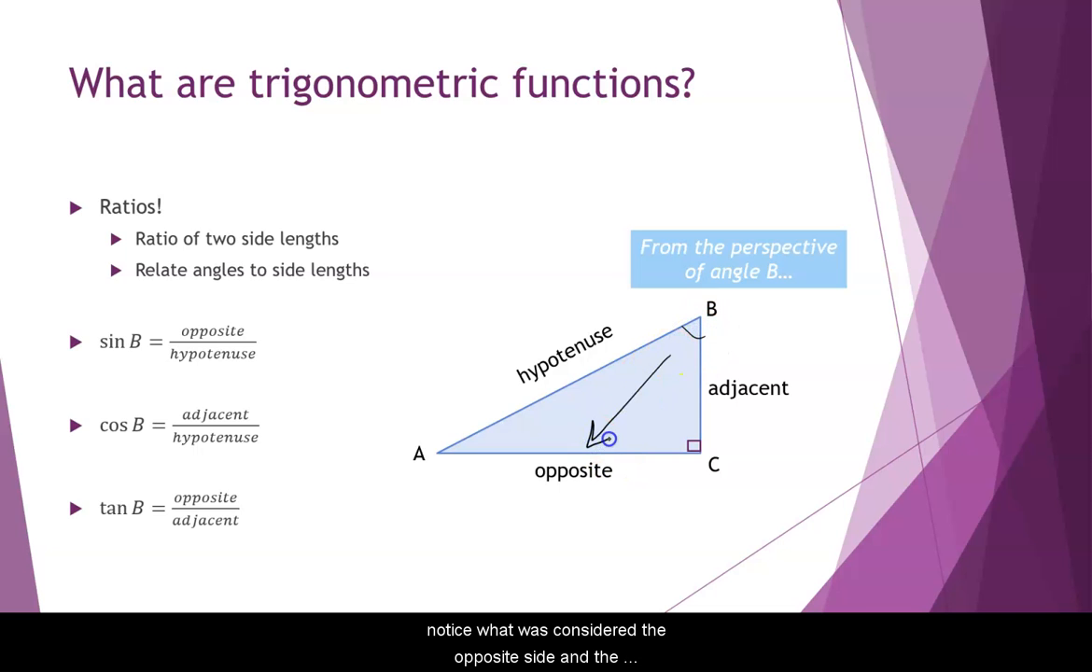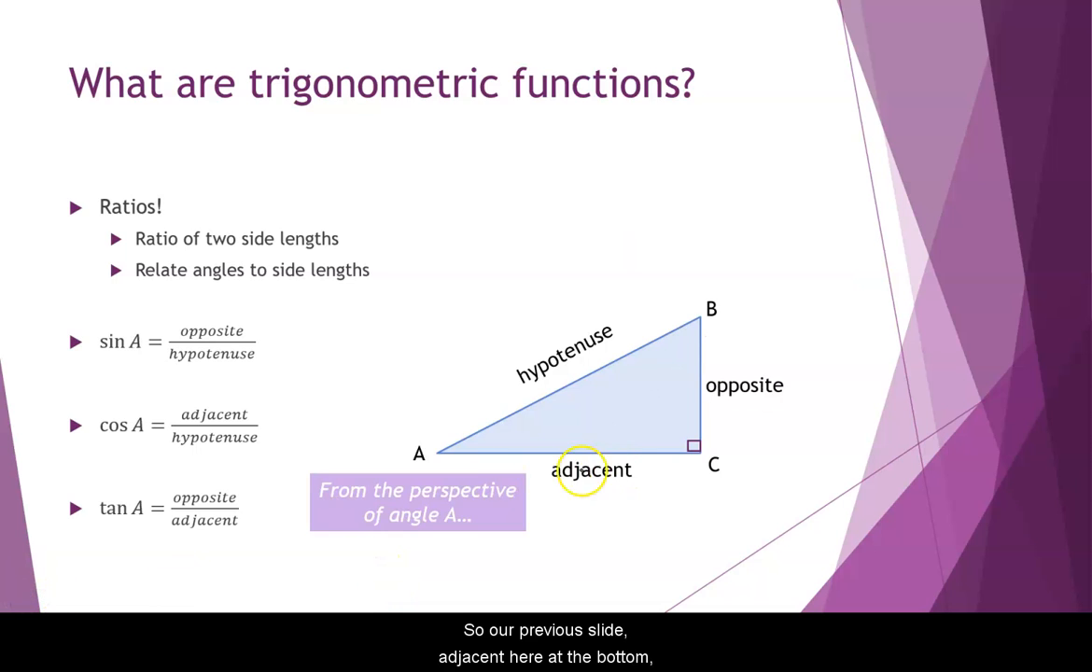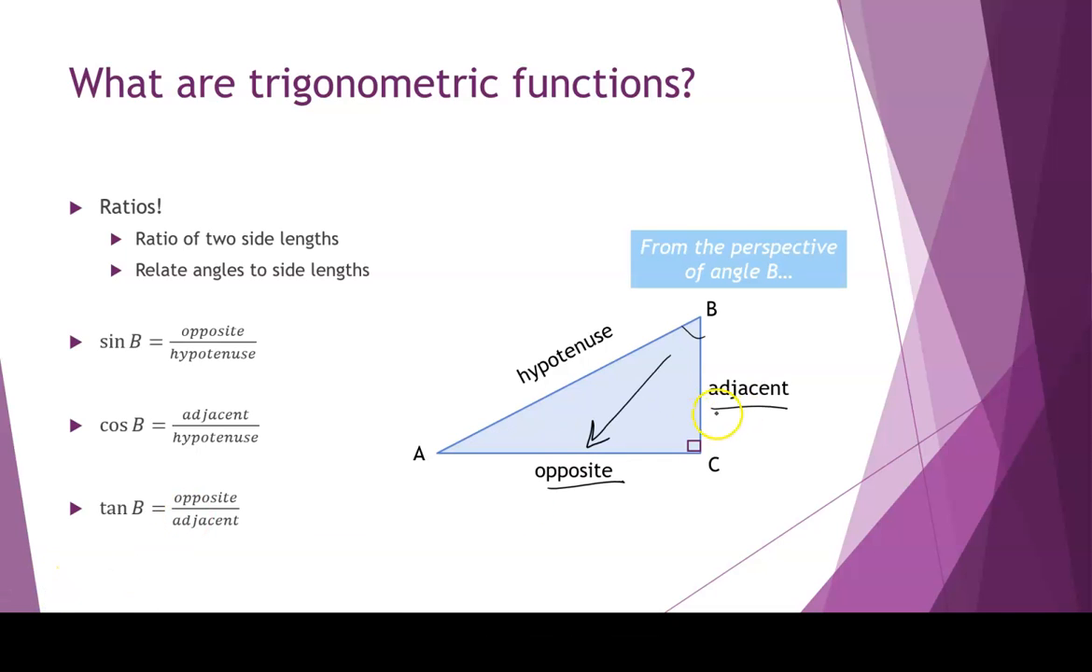However, if we were not looking at this from angle A, if we were instead looking from angle B, notice what was considered the opposite side and the adjacent side swapped. So previous slide, adjacent's here at the bottom, opposite is the farthest away. And here we have opposite and adjacent switching places because we always look at it from the perspective of the angle that we're taking the measurement of.